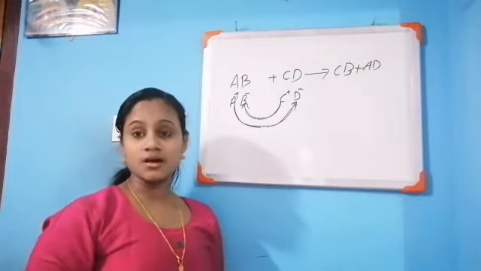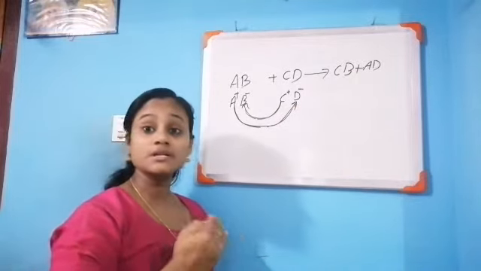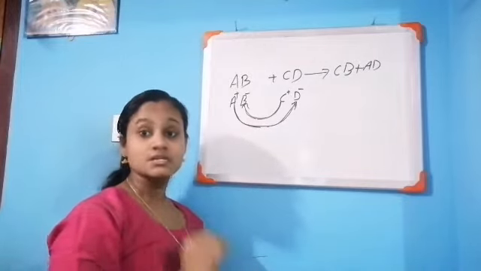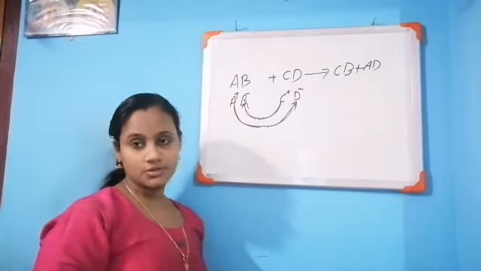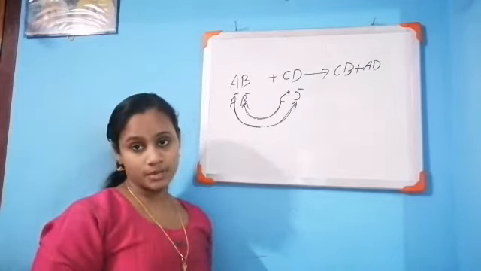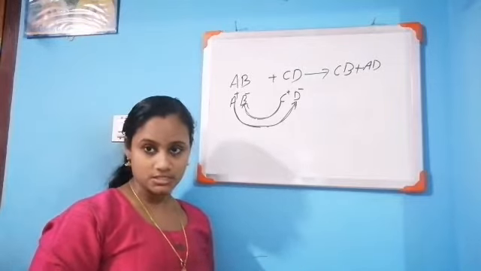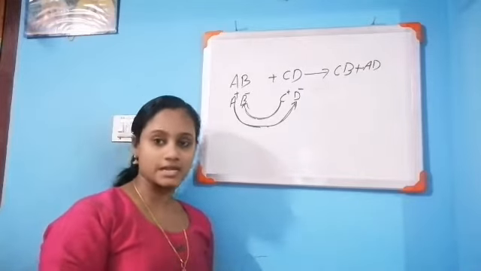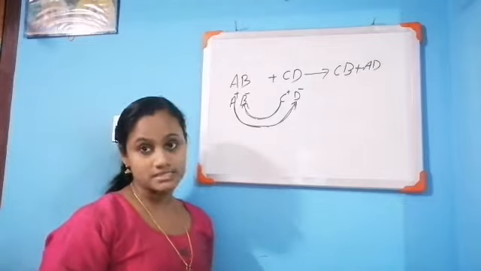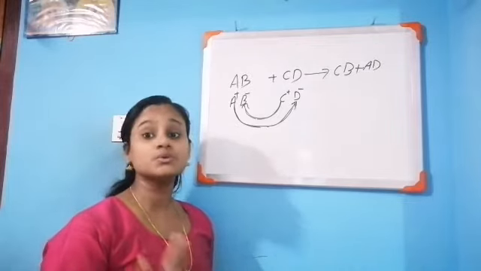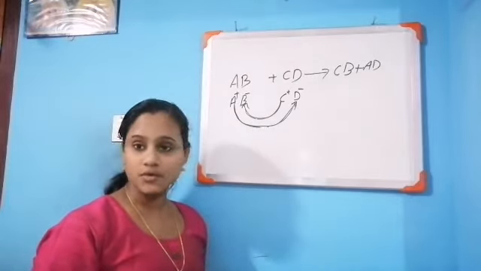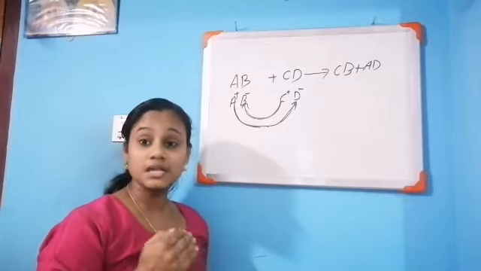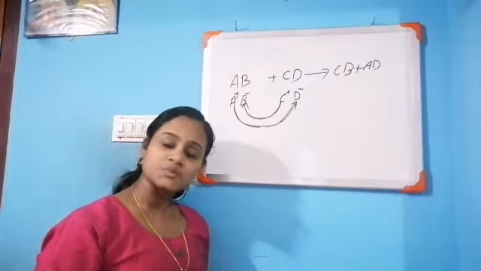This reaction is called double decomposition or double displacement. Here two ions are exchanged. A reaction in which two compounds in aqueous state, containing positive ions and negative ions or radicals, exchange their ions to form new compounds. Here CB and AD are formed. This type of reaction is called double decomposition reaction or double displacement reaction.